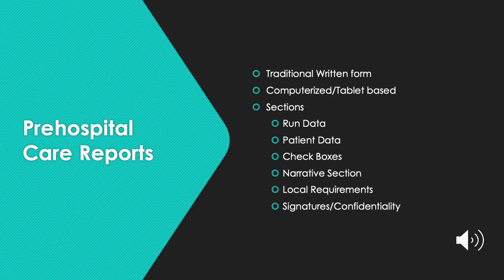The pre-hospital care report comes in two forms, which is the traditional written form or the computerized or tablet-based. The traditional written form should always be on any ambulance in the event of technology failure, which does occur, or the system site is down. Computerized or tablet-based is the more common and preferred method today. It allows for ease of uploading information, transferring records and files, and then also printing out reports.